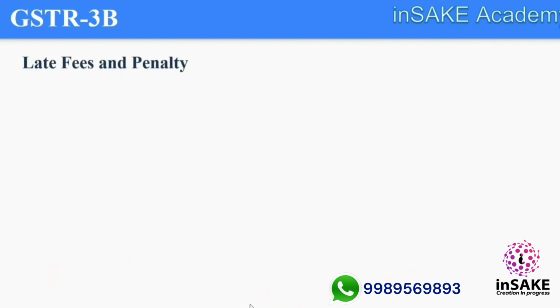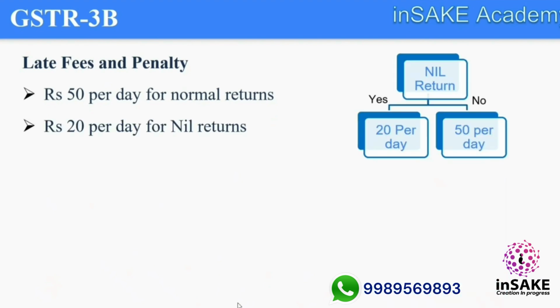And the last part for the GSTR 3B: what are the late fees and the penalty? The same as what we discussed for GSTR 1 applies to GSTR 3B also. 50 rupees per day for normal returns, 20 rupees per day for nil returns. If it is not a nil return, that means the taxable person made outward supply of goods and services, then the default penalty will be 50 rupees per day.